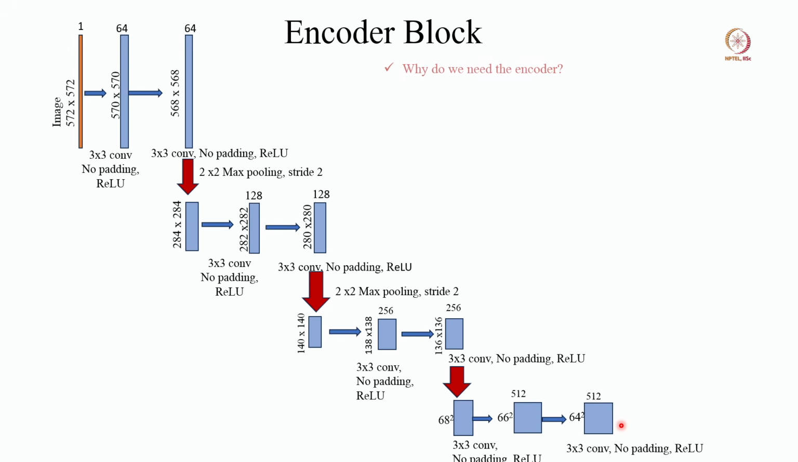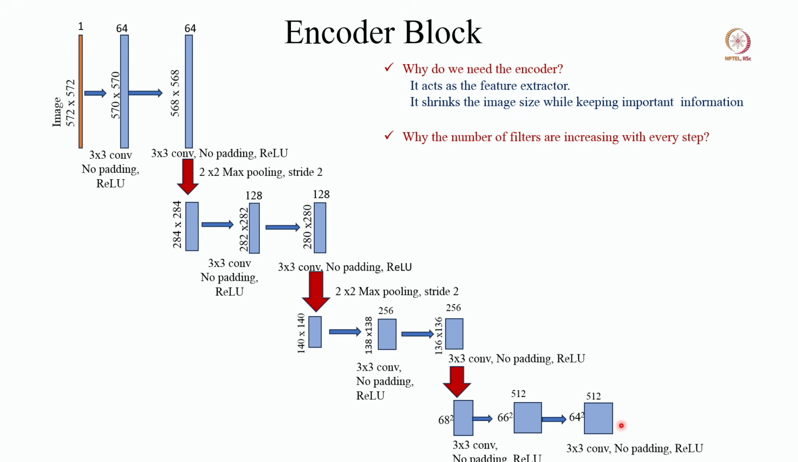So, we will have a look: why do we need the encoder? It acts as a feature extractor, and it shrinks the image size while keeping the important information. That is what I want. If I have a CT scan where there is a tumor in the brain, I want to have the tumor information intact and in a very compressed size. That is what the encoder is doing.